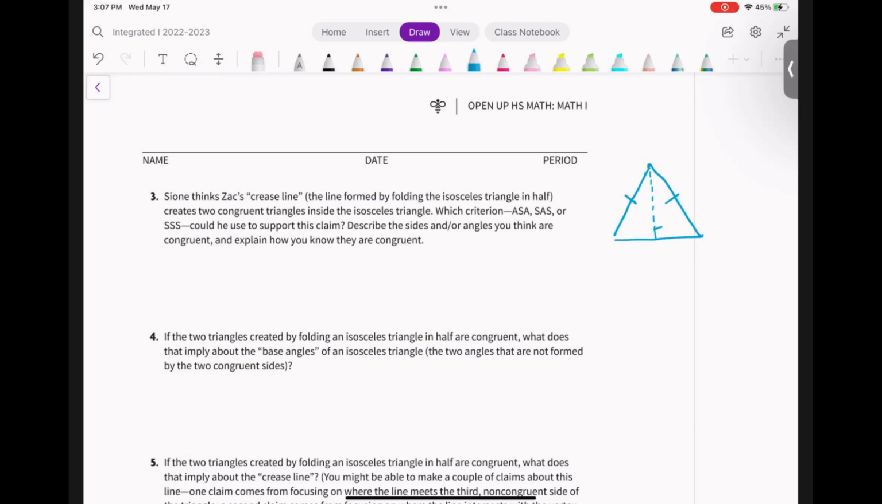So for sure, I have a side and a side, and then they share a side, right? And because he keeps folding this and this is a line of reflection, we know that this side is congruent to this side. So how do you talk about those two triangles? Those two triangles are congruent by which one? Very good. SSS.